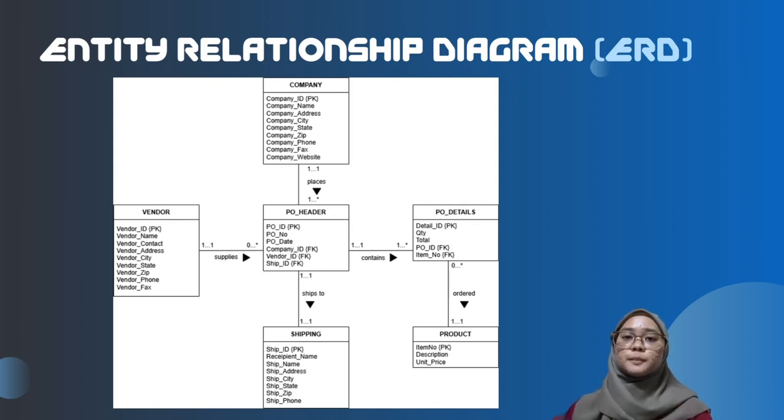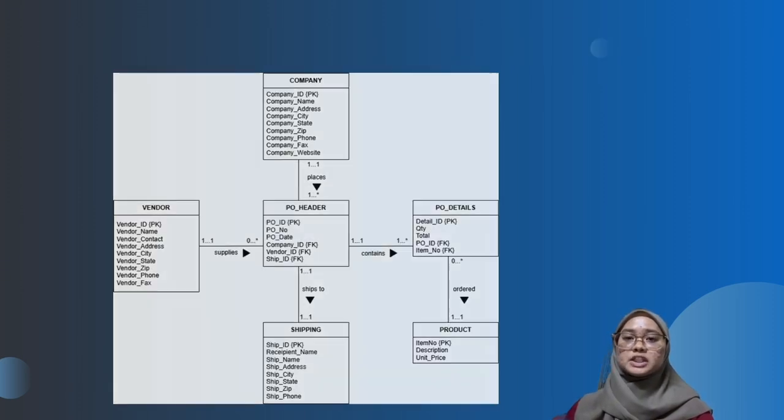The product entity stores information about the products that can be ordered. It includes item number as the primary key, description, and unit price. The shipping entity stores shipping information such as recipient's name, address, city, and phone number. The primary key for this entity is ship ID.